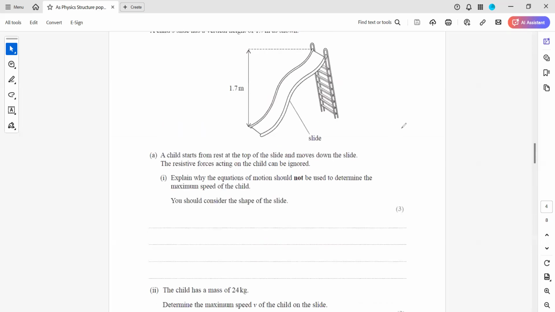Remember one thing, the equations of motion are only valid if the acceleration is constant, because the inclination of the slide is changing. So the acceleration in the first part will be different from the acceleration of the second part. So because the acceleration will change throughout the motion, that's why we cannot use the equation of motion to work out the speed at which he reached the bottom.